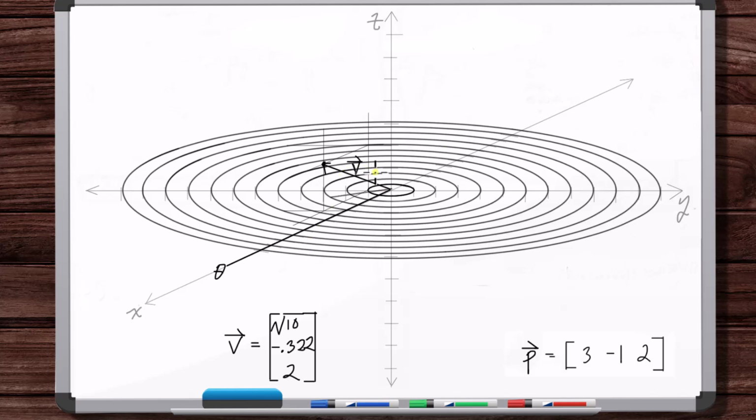Then we go 2 units in the positive z. Here's the second tick mark in the z. So I'll draw that parallel to the r there, and so there it is.